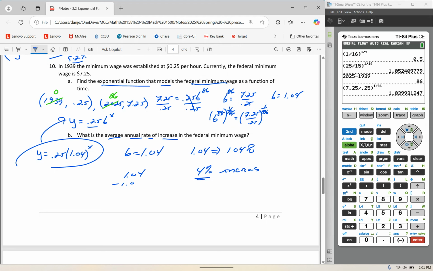1.04 minus the 1 is 0.04. That represents a 4% increase. So if the minimum wage has increased from 25 cents an hour to $7.25 an hour since 1939, that's as if the minimum wage has been increasing at 4% per year.